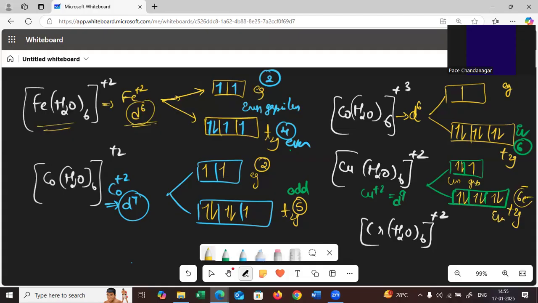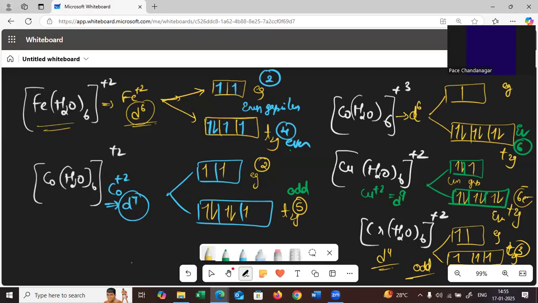Then let's do it with chromium as well, chromium with plus 2, which means it is having d4, right? Chromium with plus 2 and d4. So d4, same again, you split them into your orbitals. I'm going with a lesser energy gap, 1, 2, 3, and then 4, Eg and T2g. In T2g you have 3 electrons, which is odd. 1, 2, 3, as you can see here, which is odd. So that is how you have to fill these things.